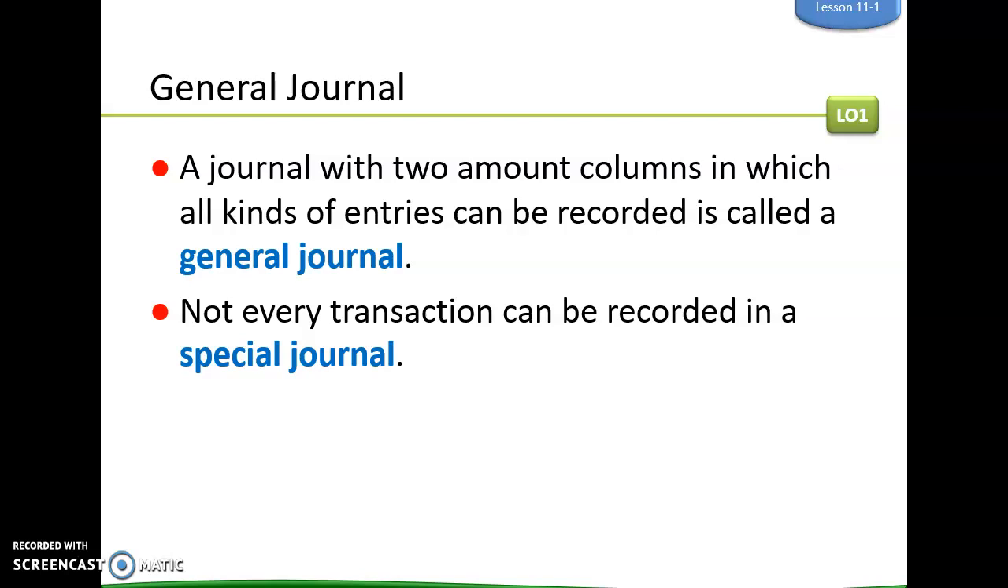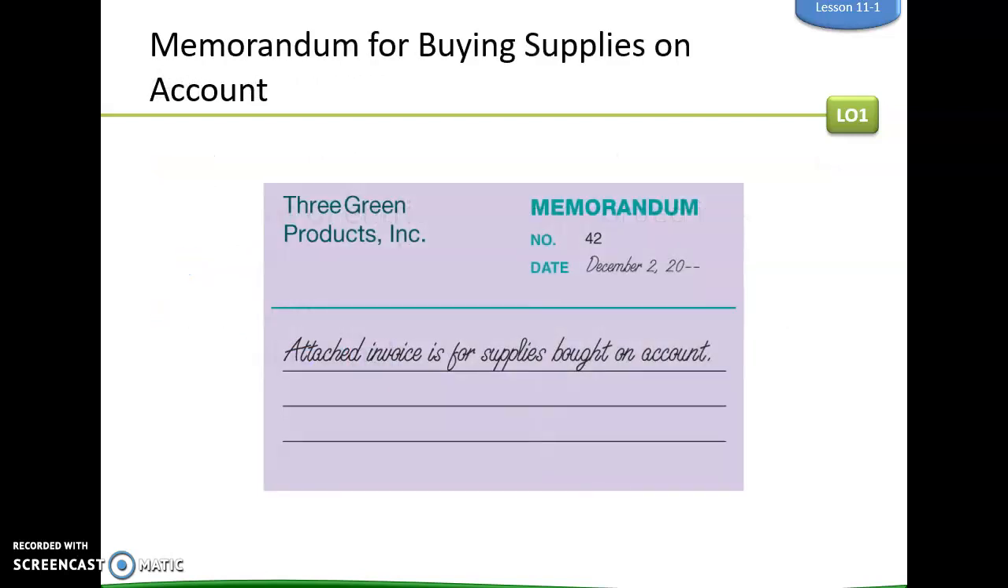Did we make a transaction purchase of merchandise on account? We did not, so it cannot be recorded in the purchases journal. Therefore, it has to be recorded in the general journal.